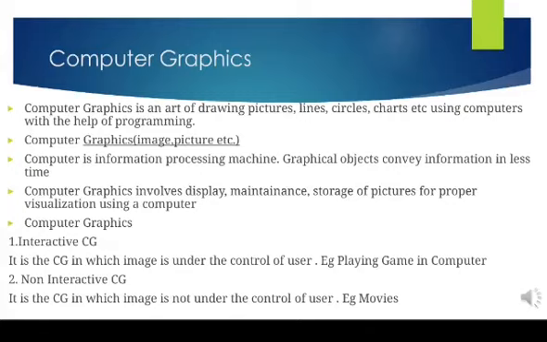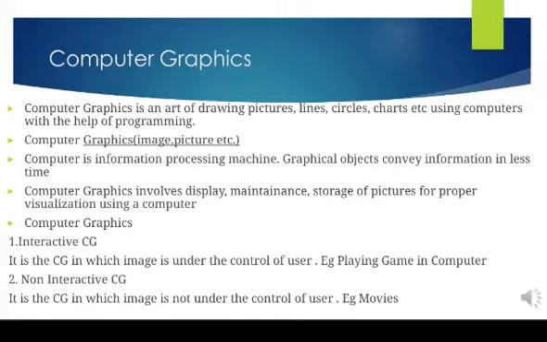First, we will see the introduction of this subject. Computer graphics is an art of drawing pictures, lines, circles, charts, etc. using computers with the help of programming. Computer graphics is divided into two words: one is computer and another is graphics. Graphics means images and pictures, etc. When we draw images and pictures with the help of a computer, it is called computer graphics.